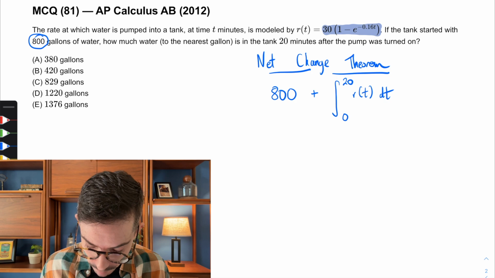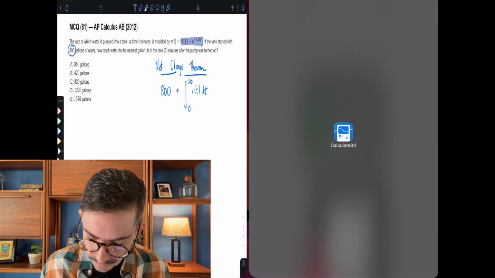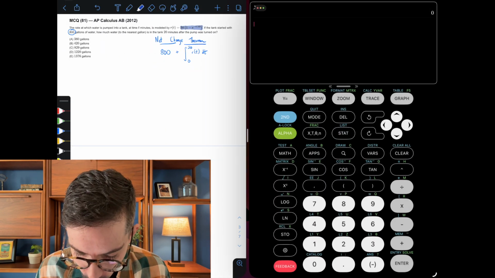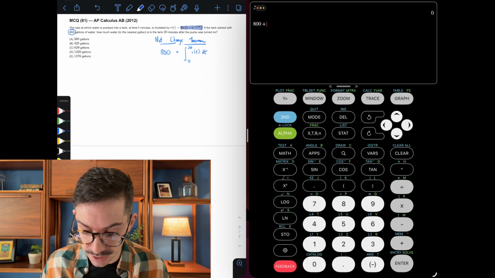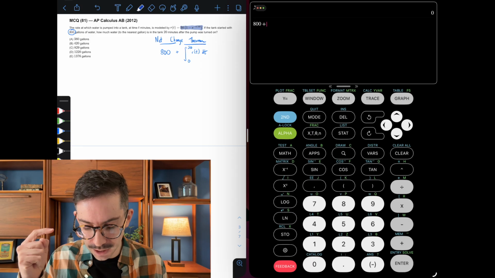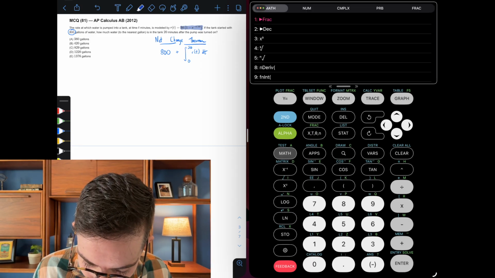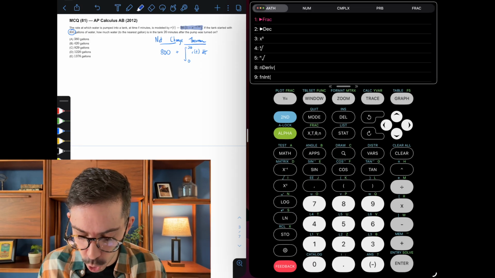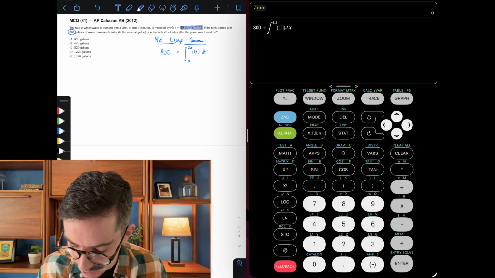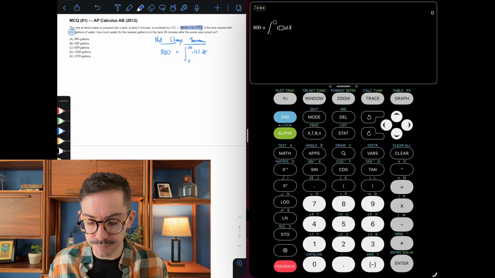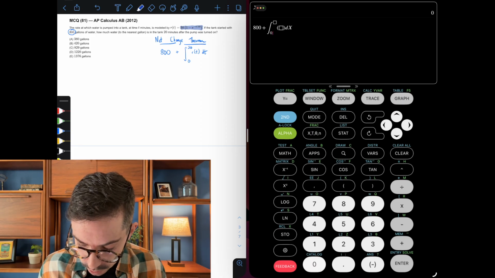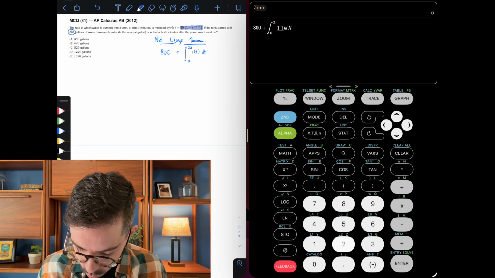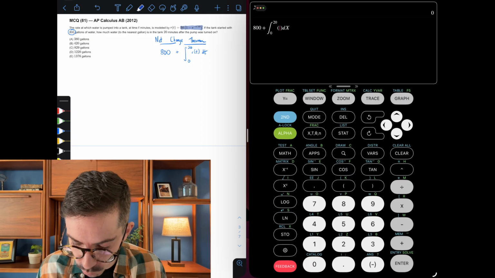So I'm going to pull up my calculator app and type in, okay, I want to do 800, and then I'm going to add on this definite integral. How do we do this on our calculator? We're going to pull up the math menu, and then we're going to hit option 9, fn int, to carry out my integral. Okay, and I need to fill in the boxes here. So I'm doing the integral from 0 up to 20 of my rule.